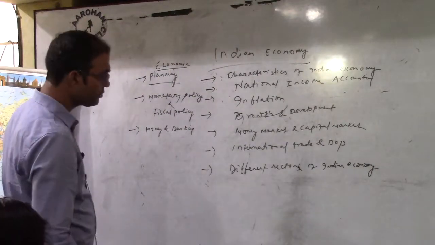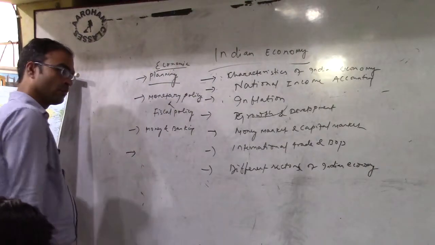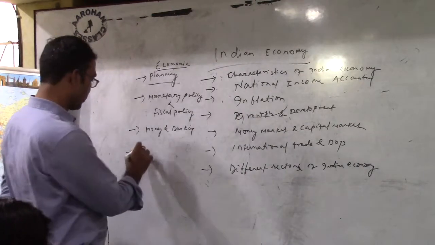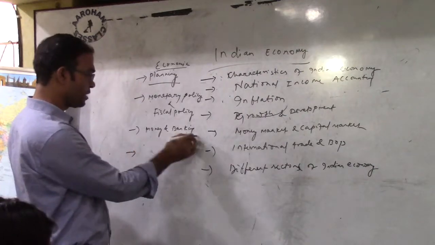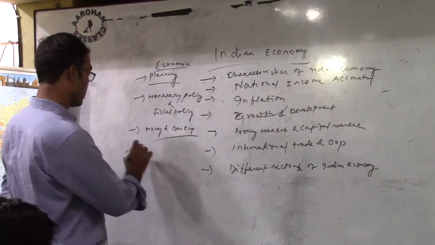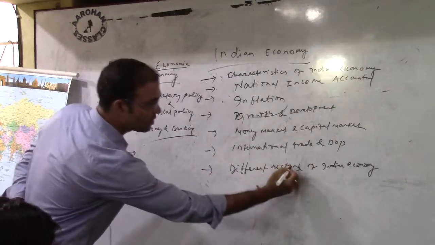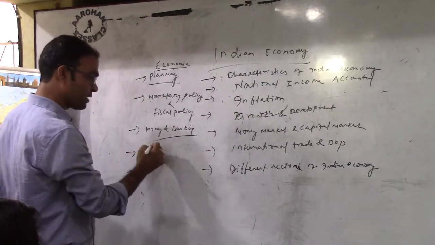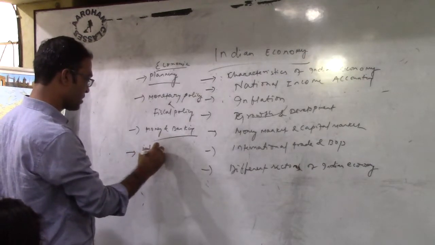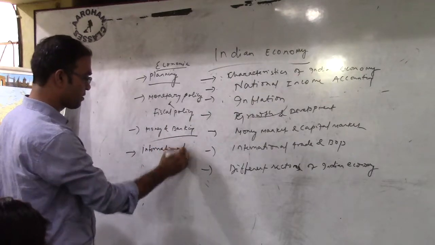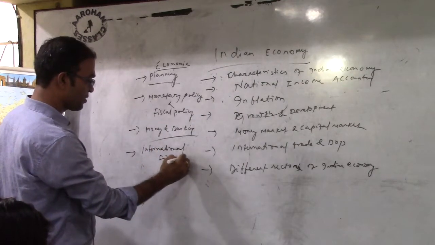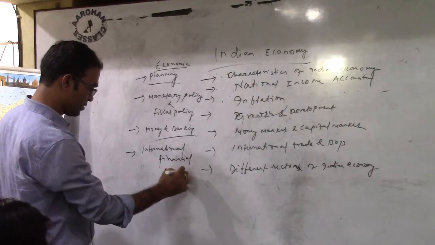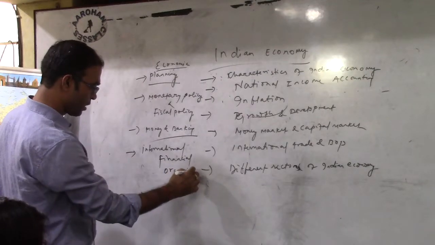Then you have to know financial. This is money and banking, where we will deal with financial, including all these things. Then different sectors, the banking, everything. Then you have to know money market difference. Then finance, international financial organizations, international financial institutions, or World Bank, IMF, all these things. Understand?